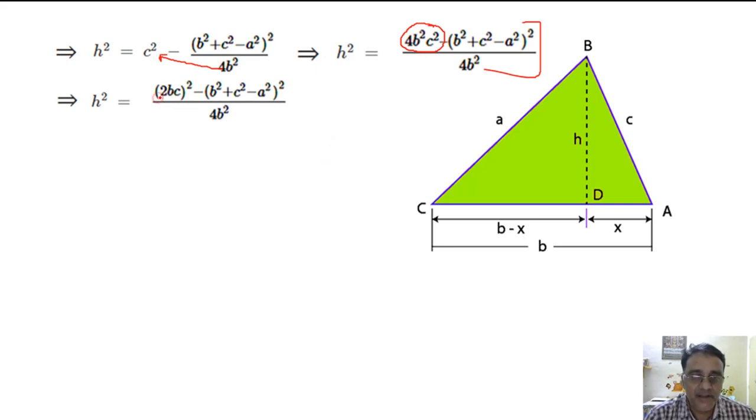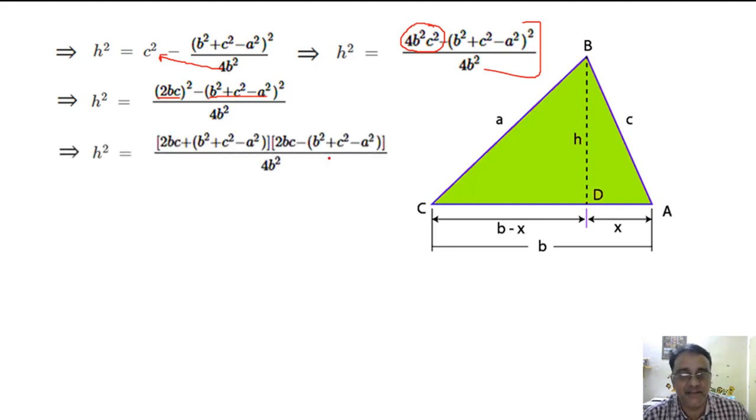Now see, x square minus y square के फॉर्मेट में आ गया ये. What is the formula of x square minus y square? X square minus y square is equal to x plus y into x minus y. Very good. So this whole term is x and this whole term is y. So x plus y into x minus y. So we'll get this step. Any doubt in this step? No, sir.